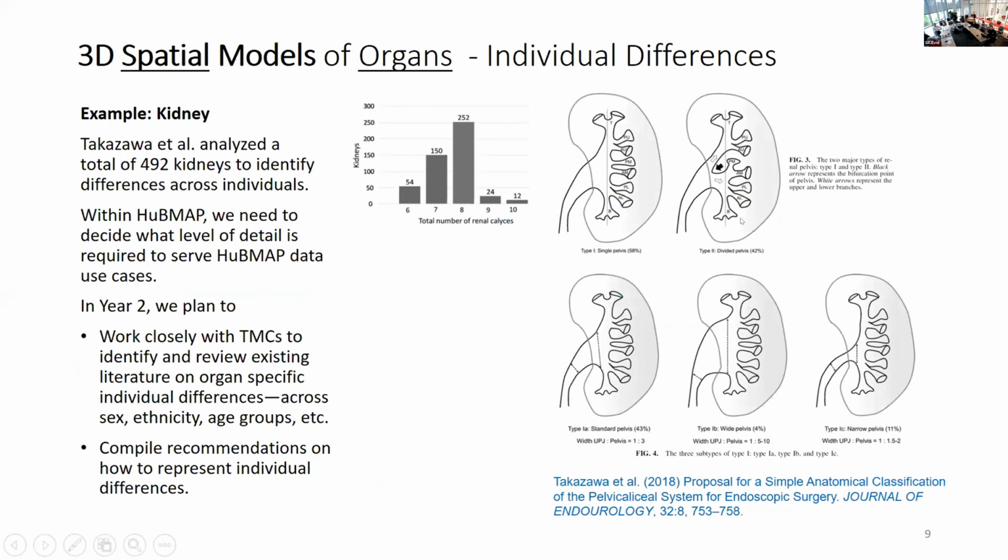This is a slide which Sanjay also had in his slides. You see here the enormous diversity in just kidney structures. This is a set of 492 kidneys, and as you see, some of those kidneys have a total of 6, 7, 8, 9, or 10 renal calyces. And so the big question becomes, what should the reference system represent initially? Maybe it just represents 8 because that seems to be the highest bar. But ultimately, of course, we want to capture as much diversity as we can afford with the budgets we have.